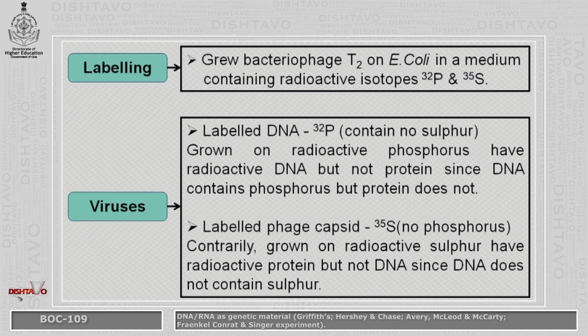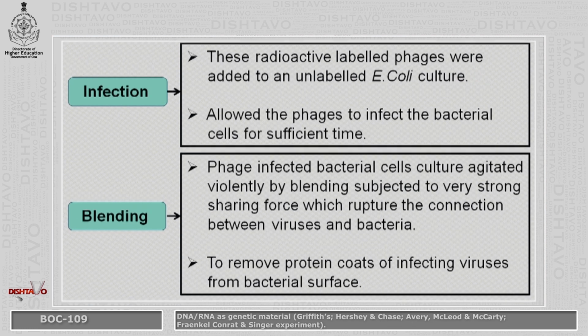So the first step was labeling, and the viruses were labeled. Labeled DNA had phosphorus 32, whereas the phage capsid had S35. Then these radioactively labeled phages were added to an unlabeled E. coli culture. They were allowed to infect the bacterial cell for a sufficient amount of time. Once that was done, they did the blending to remove the protein coats of the infecting viruses from the bacterial surfaces.